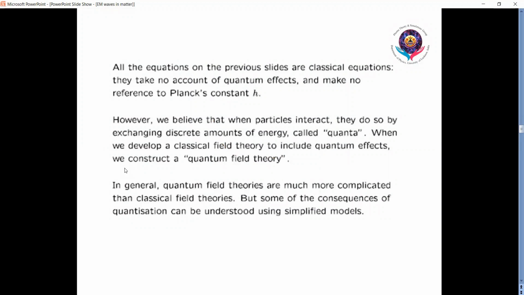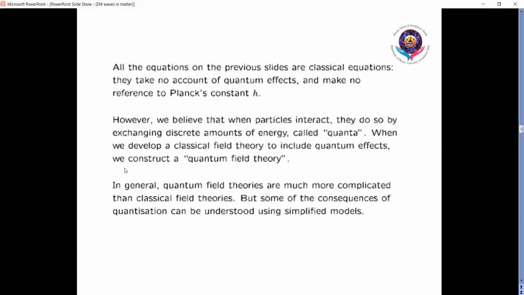All the equations that we have talked about are classical equations. They don't take any quantum effects into account. And as you know, the best way to identify whether an equation is classical or quantum is the presence of Planck's constant h. So up till now, we have not taken this h into account. We have not seen h present in any of the equations. So all the equations we have considered are classical equations.